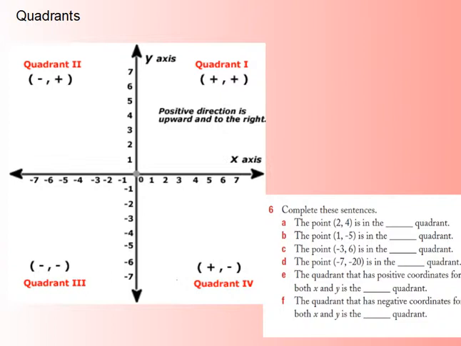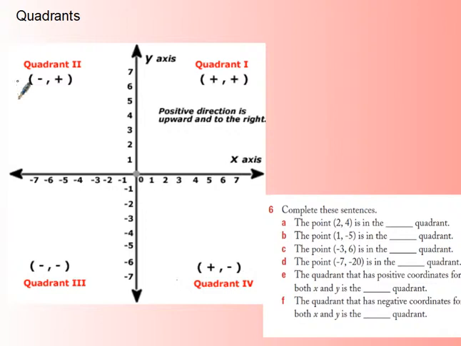Let's have a look at some of the properties of the different quadrants. As we said before, we call this part of the number plane here quadrant 1. Now what you notice about quadrant 1 is that all the x values in quadrant 1 are going to be positive, and all the y values in quadrant 1 are going to be positive. So quadrant 1 is described by positive x values and positive y values.